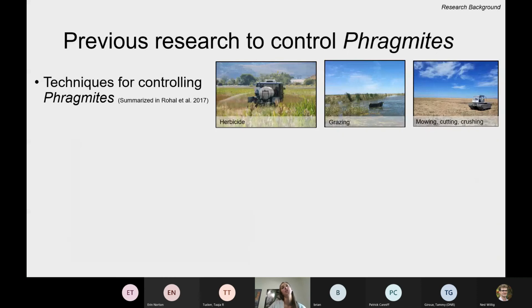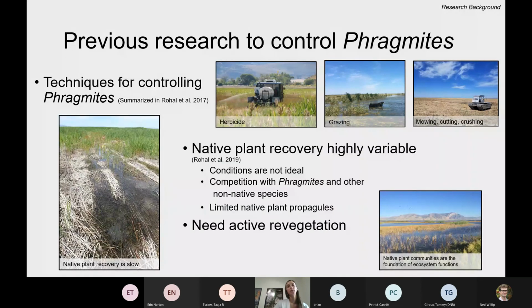There's been quite a bit of research to determine the best ways to control Phragmites. And so treating Phragmites with herbicide, grazing, mowing, cutting, crushing. So lots of these different treatments over multiple years has been shown to be effective in terms of killing Phragmites. But unfortunately, native plant recovery is highly variable and often slow.